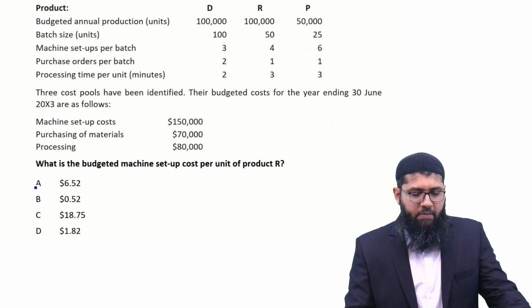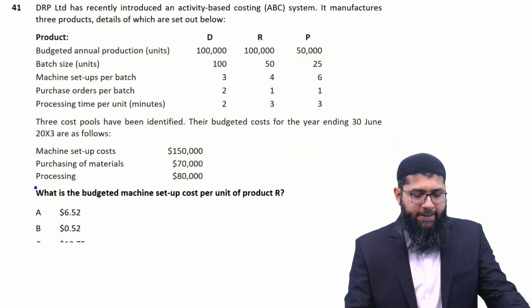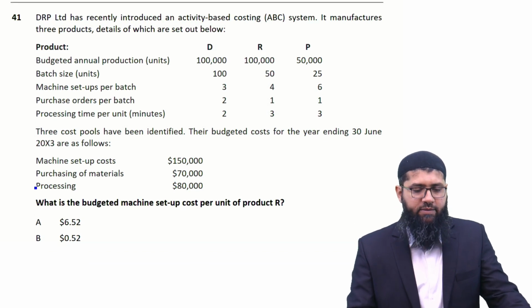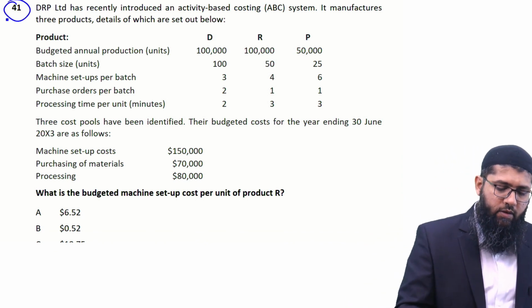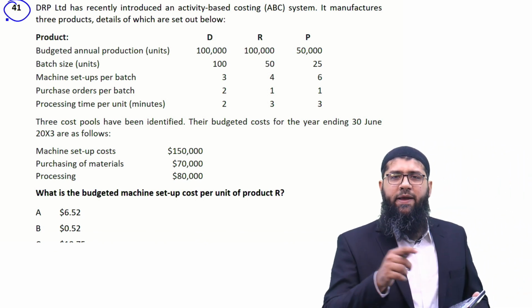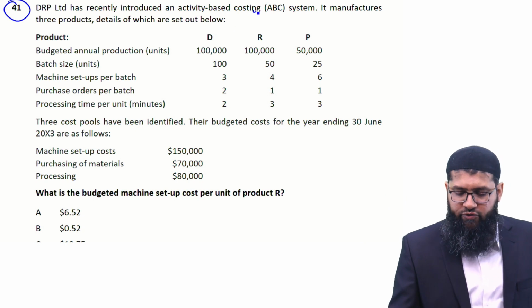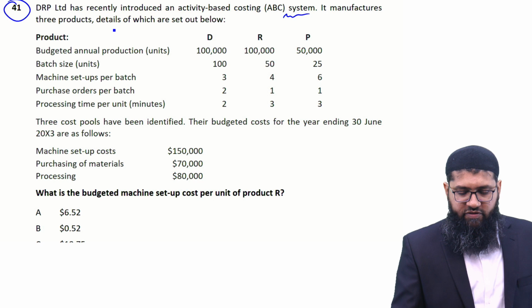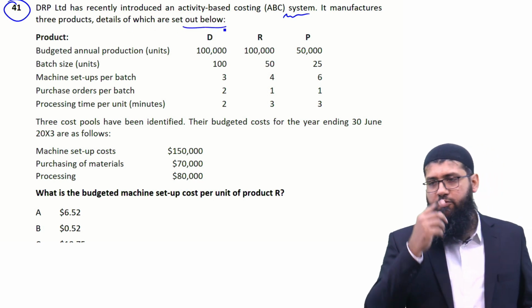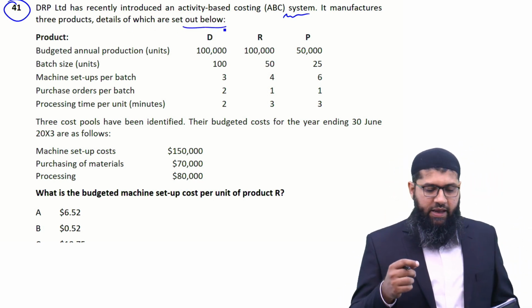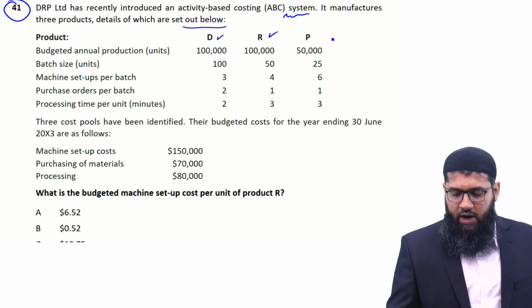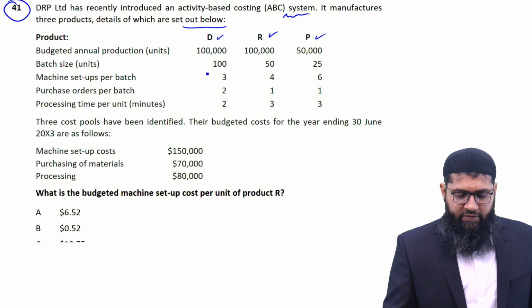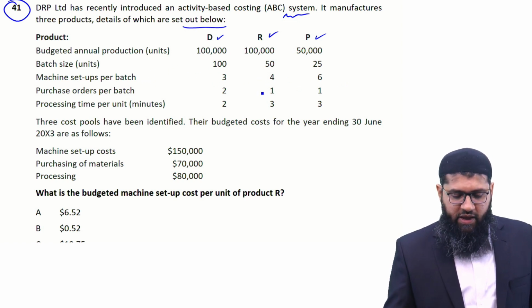So then you have got multiple questions and here we could go about doing one more question, question 41, which is, it says DRP Limited has recently introduced an ABC system. It manufactures 3 products, details of which are set out below. What are the 3 things? The product D, product R and product P. Annual production is this, batch size is this, machine setups per batch is this, so and so.